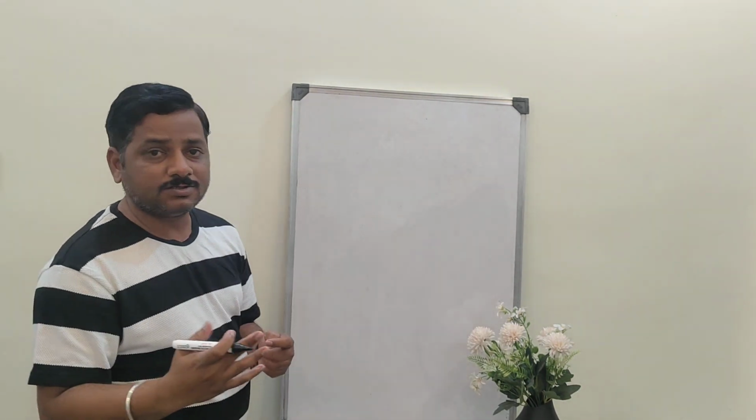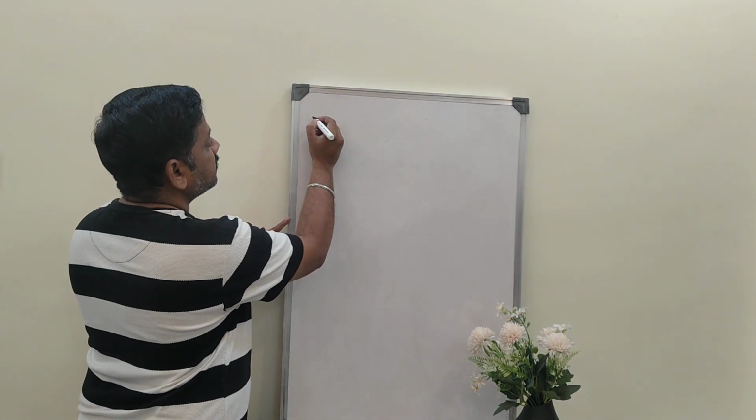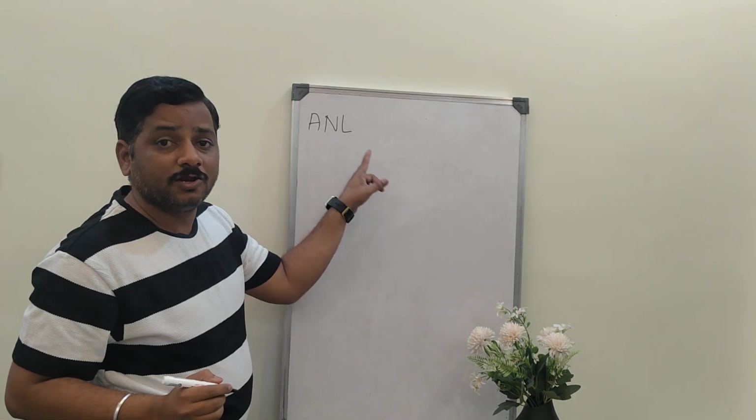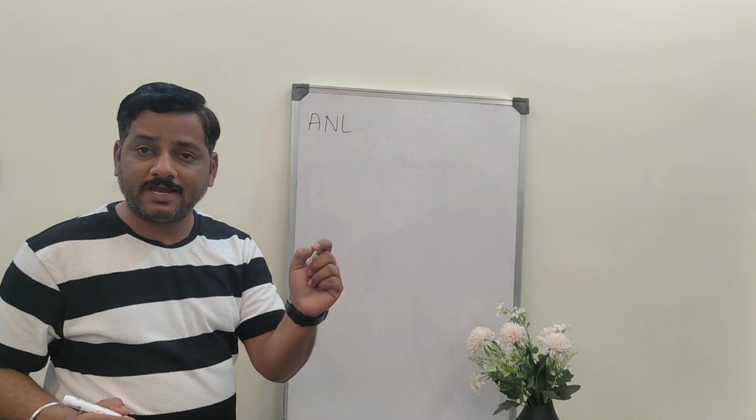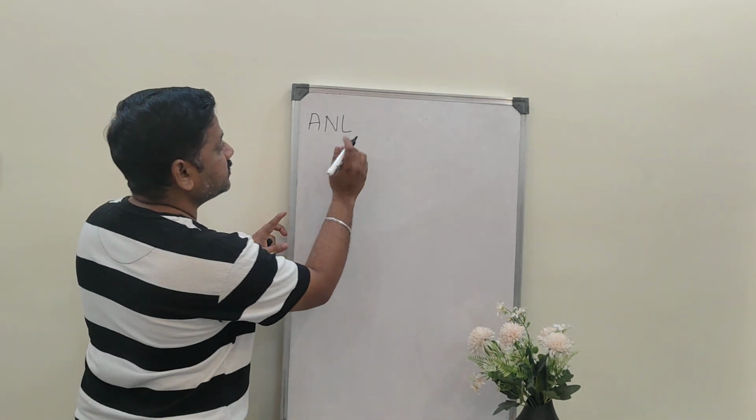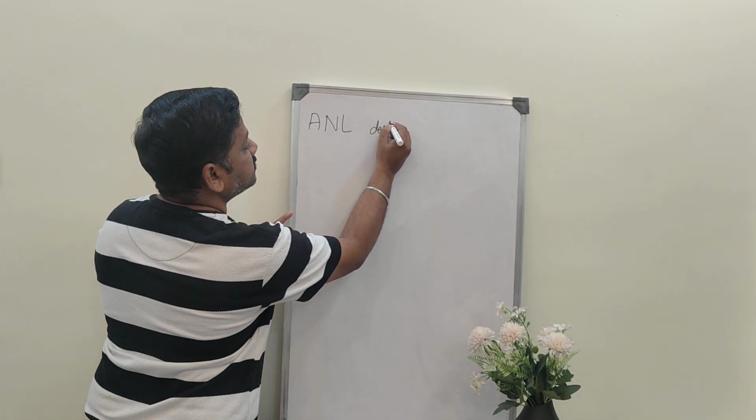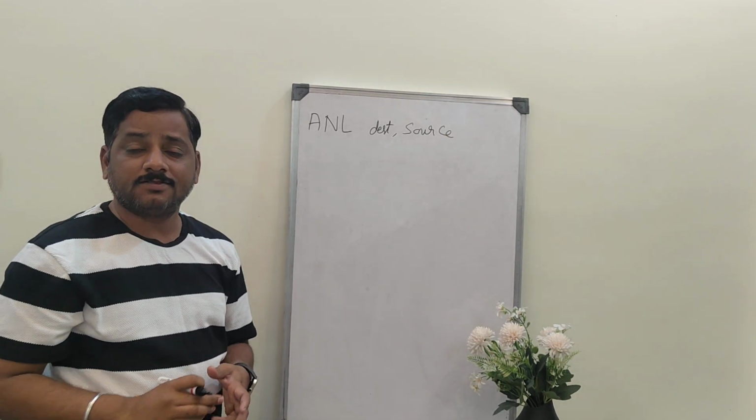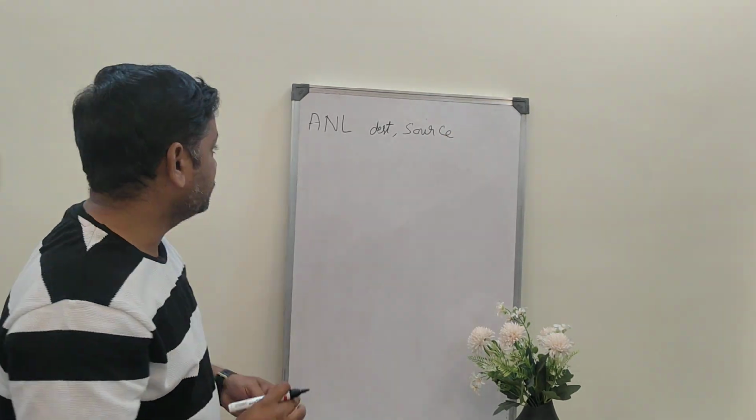We have AND logic. The very first logic is AND gate, and we represent it as ANL. AND logic, it stands for AN is AND, L for logic. It has to be followed with a destination, comma, source. This is the syntax of writing an AND logic instruction.